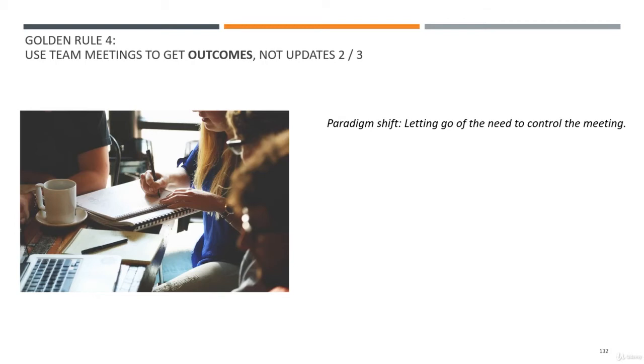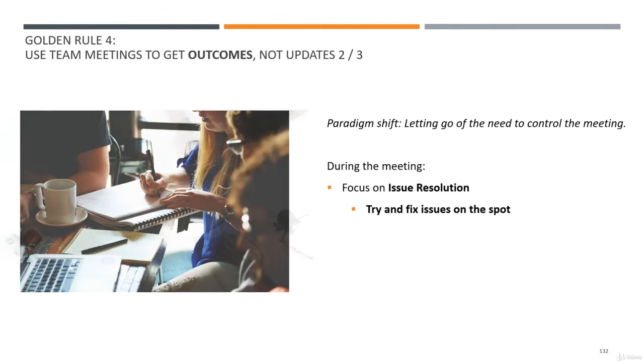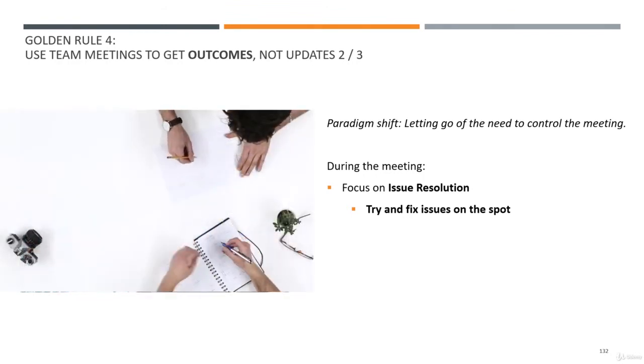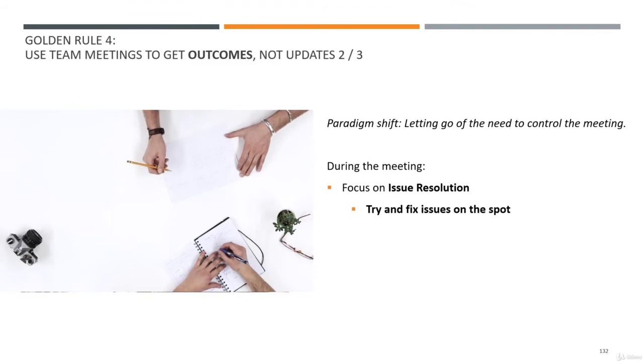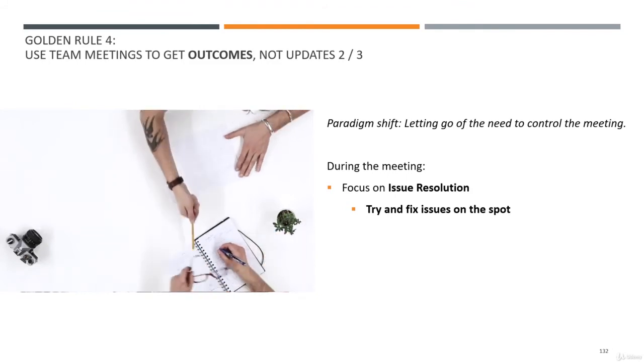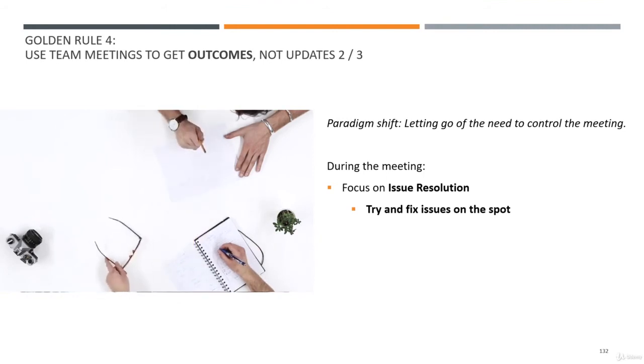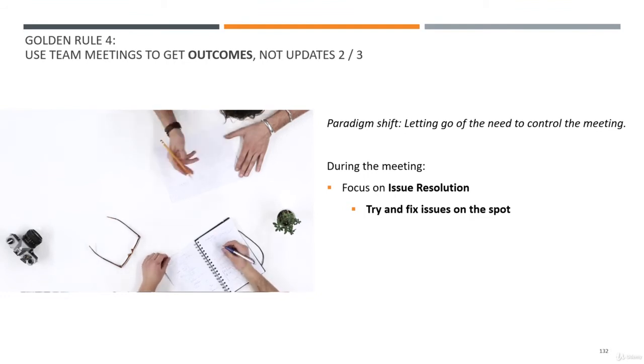Let's have a look. So during the meeting, you focus on issue resolution. You have to fix issues on the spot if you can. So let's take the scenario: 2 resources are required to fix an issue. You have the choice. They both attend because you have checked your attendance and you have checked your outcomes and you know this issue needs to be fixed. They both attend the meeting. They both start discussing a resolution for that issue.